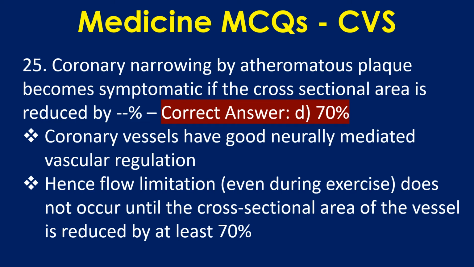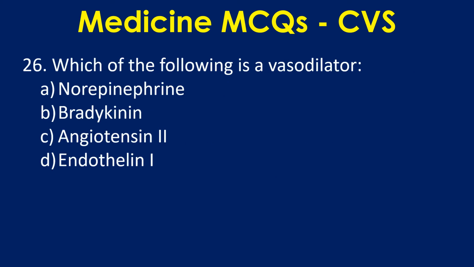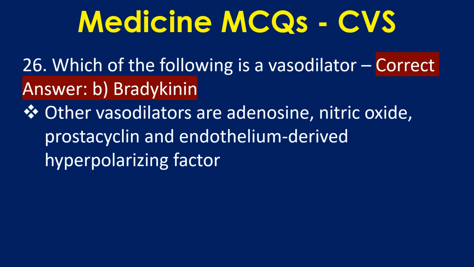Coronary vessels have good neurally mediated vascular regulation. Hence, flow limitation even during exercise does not occur until the cross-sectional area of the vessel is reduced by at least 70%. Which of the following is a vasodilator? A. Norepinephrine, B. Bradykinin, C. Angiotensin II, D. Endothelin 1. Correct answer B. Bradykinin. Other vasodilators are adenosine, nitric oxide, prostacyclin, and endothelin-derived hyperpolarizing factor.